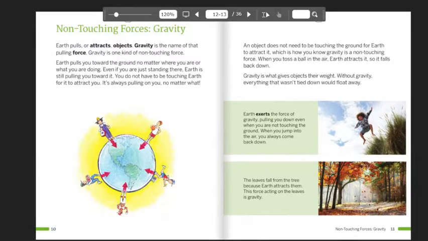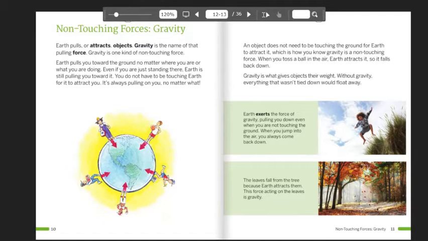Earth pulls or attracts objects. Gravity is the name of that pulling force. Gravity is one kind of non-touching force. Earth pulls you toward the ground no matter where you are or what you are doing. Even if you are just standing there, Earth is still pulling you toward it. You do not have to be touching Earth for it to attract you. It's always pulling on you no matter what. An object does not need to be touching the ground for Earth to attract it, which is how you know gravity is a non-touching force.